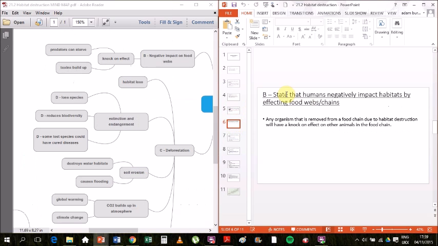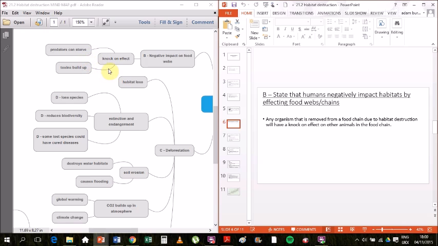Objective B is to state that humans have a negative impact by affecting food webs and food chains. Now, it's fairly simple, to be honest. If we take an organism out of a food chain or a food web, that has a knock-on effect on others, and therefore they won't be able to have a food source. Or, if we take out a predator for one organism, that organism might increase in population and outcompete another organism, and that organism might perish.